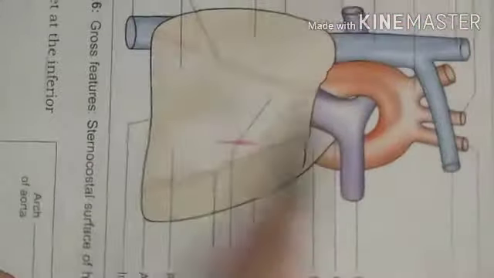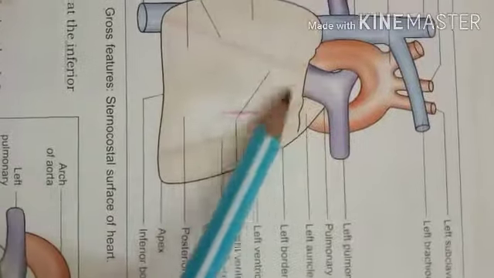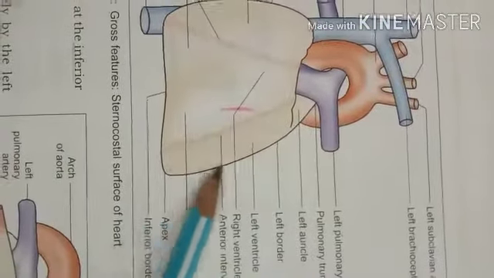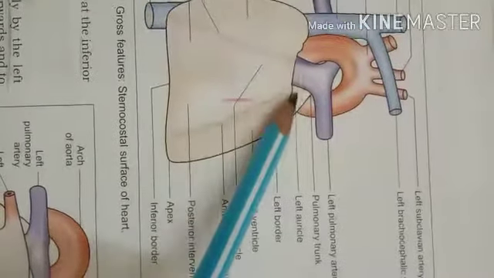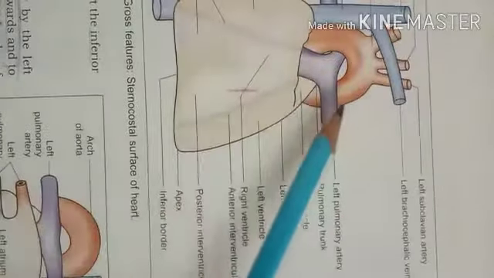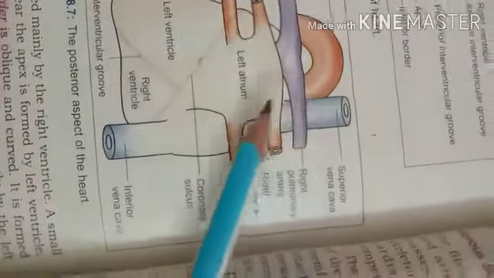Here in this diagram, this is the right atrium, this is the right ventricle, and this is the left ventricle. Anteriorly the left atrium is not seen, but actually it is present on the posterior side of the heart. So here is the left atrium.